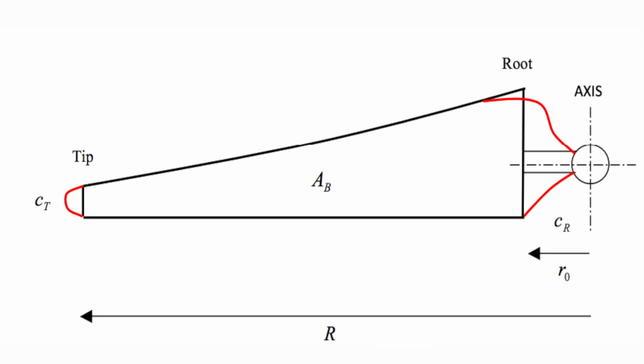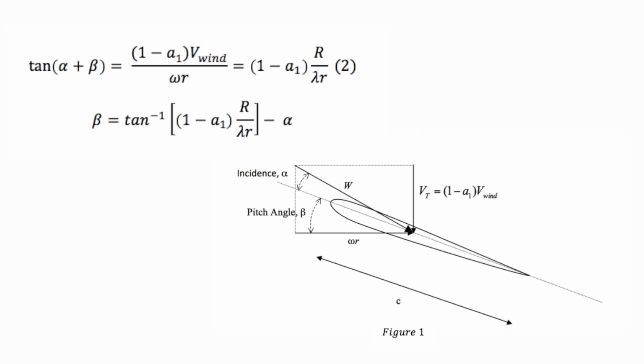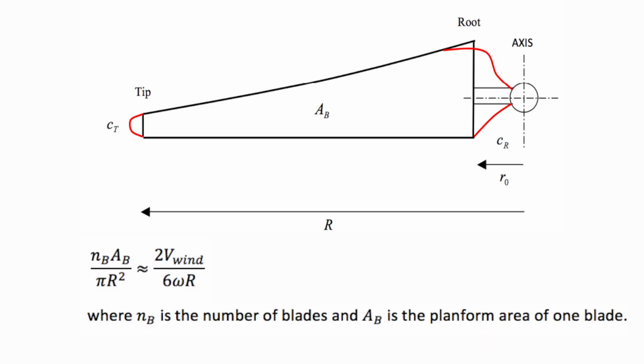Based on Betz's theory, to maximise CP, the value of a1 in the equation should be approximately a third. From theory, we found that for maximum power, the optimum theoretical planform area for a single blade was 0.0208 meters squared. The process of working out the chord lengths was an iterative one.